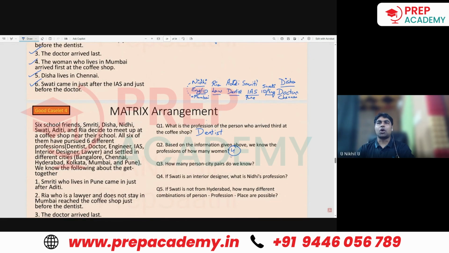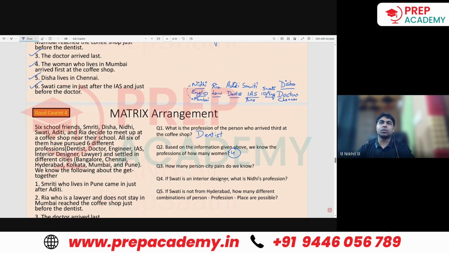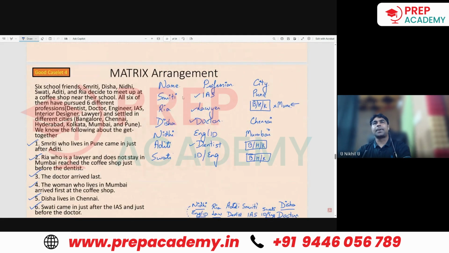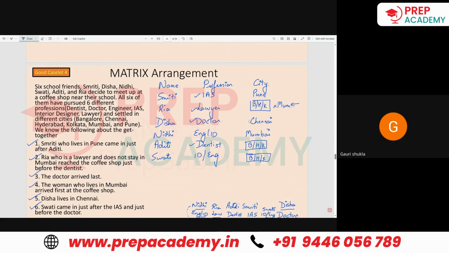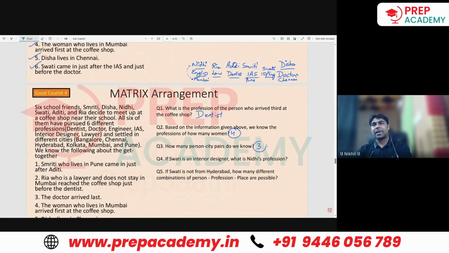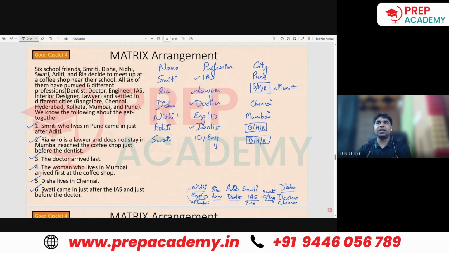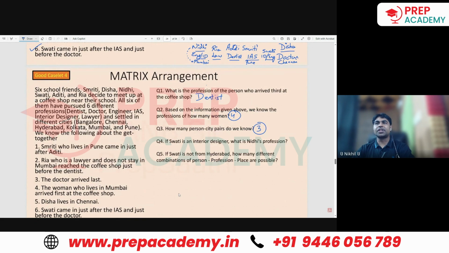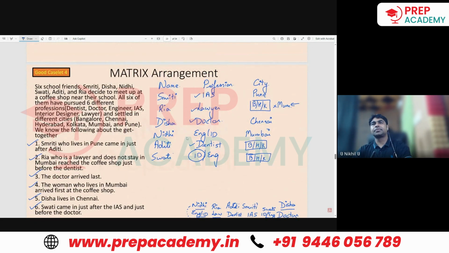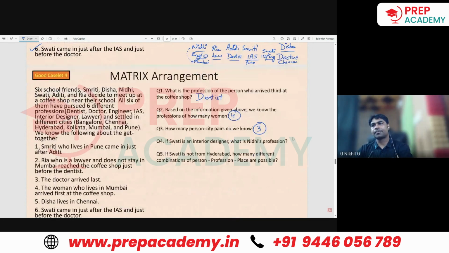How many person-city pairs do we know? Person-city pair 1, 2, 3, and 3 only we know. If Swati becomes an interior designer, that means Nidhi becomes an engineer. What is Nidhi's profession? Obviously engineer. Such a question tells us itself that even if you have not filled up all the things correctly, still you are correct.